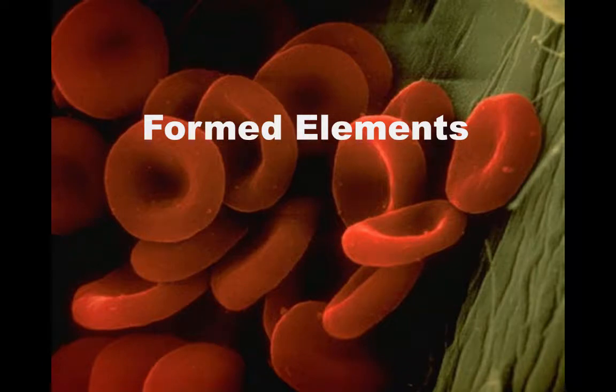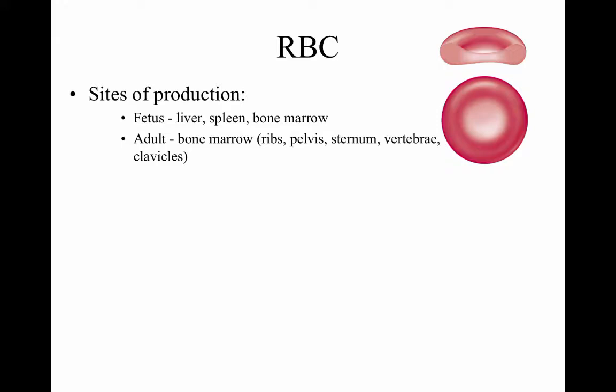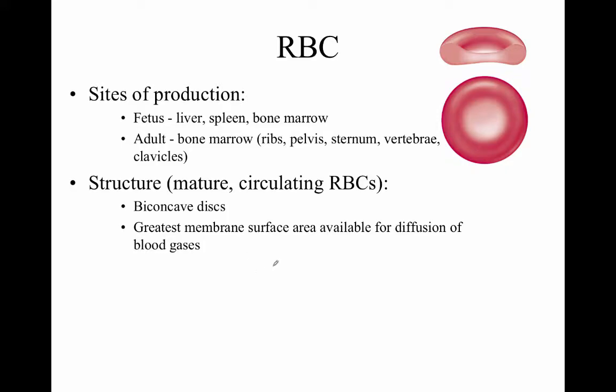The formed elements of blood would be the red blood cells, and the sites of production for red blood cells in the fetus are the liver, spleen, and bone marrow. In the adult, we look more at the red bone marrow, specifically of the ribs, pelvis, sternum, vertebrae, and clavicles. The structure of mature circulating red blood cells is a biconcave disc. They're concave on both sides, biconcave. This gives the red blood cells the greatest surface area to be available for diffusion of blood gases.